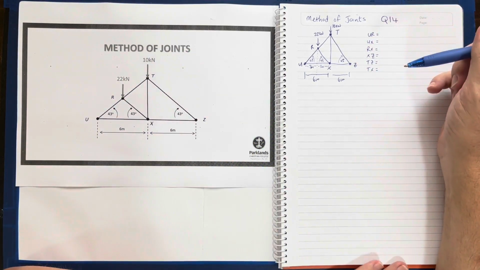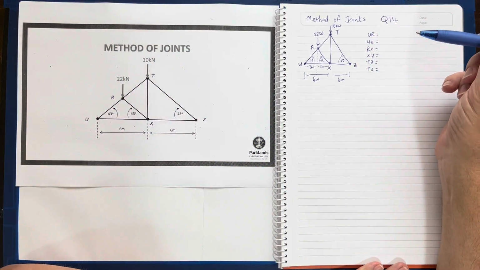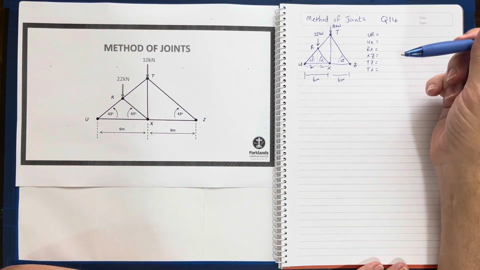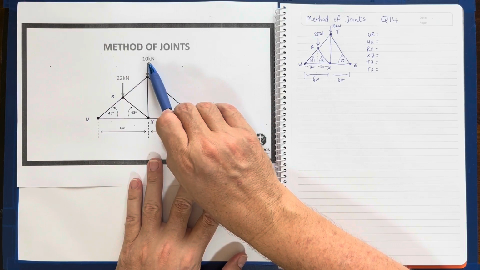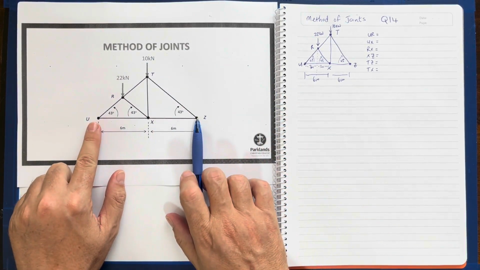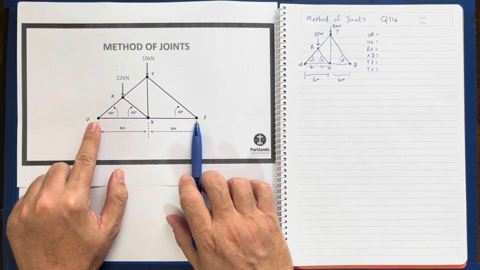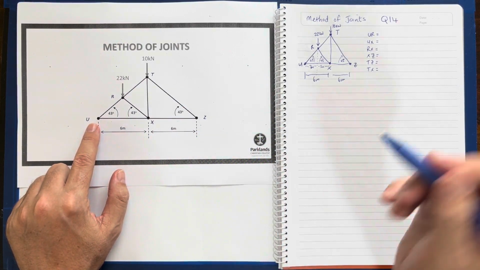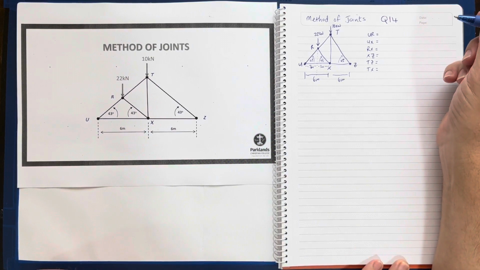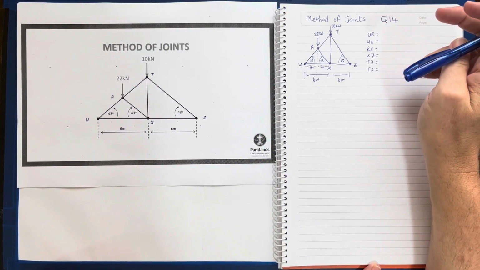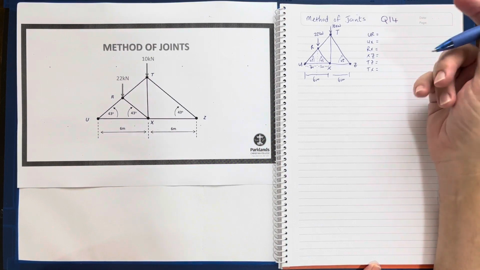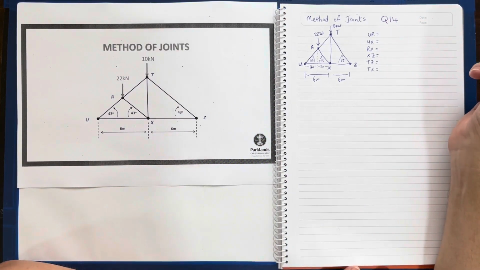All in all, we have 7 members to find out what their internal forces are, because we have 2 external forces, being the 22 kilonewton and the 10 kilonewton. We will also have 2 external forces, which are the supports themselves holding up this roof truss. When we find the forces, we also will find the direction: are they in compression or are they in tension? So let's go ahead and solve that.